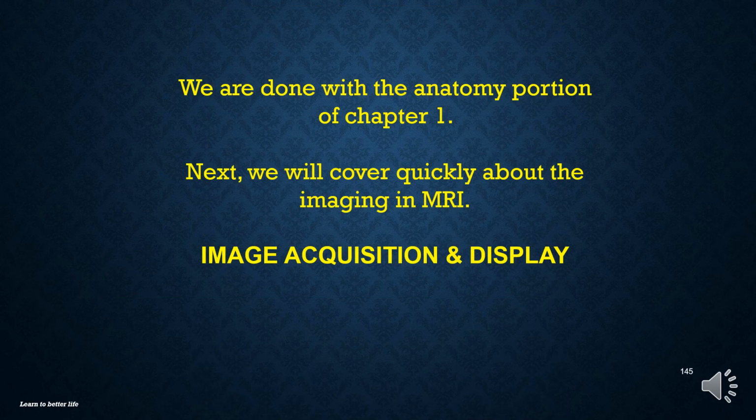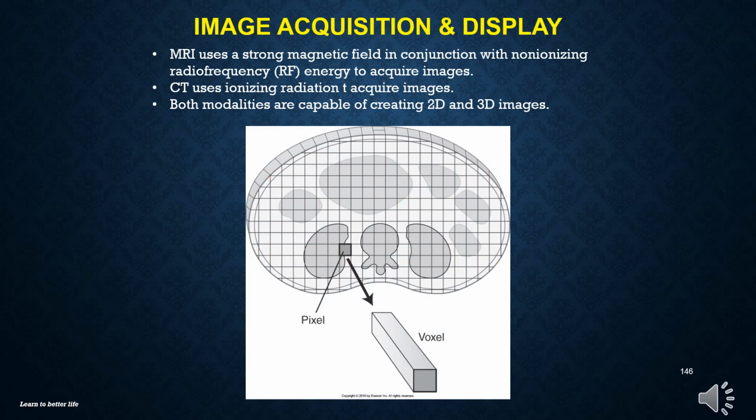We are done with the anatomy portion of Chapter 1. Next, we will cover quickly the imaging in MRI. Image acquisition and display. MRI uses a strong magnetic field in conjunction with non-ionizing radiofrequency energy to acquire images. CT uses ionizing radiation to acquire images. Both modalities are capable of creating 2D and 3D images.